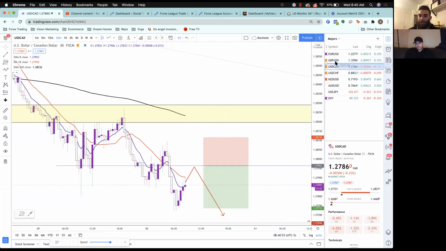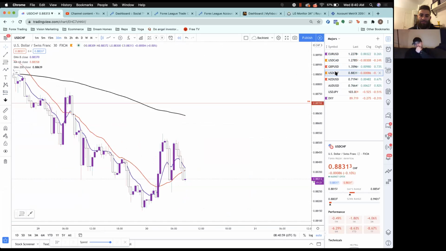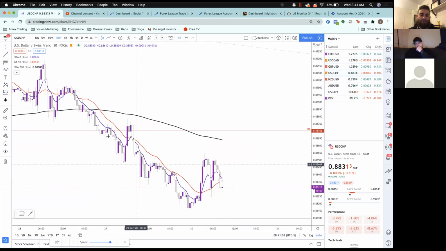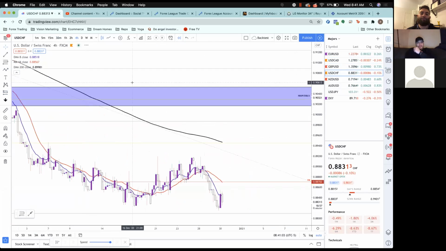So I'm going to move UCAD up the list. GU is moving down the list. USEF next. Oh, dude, this thing's looking crazy right now. Holy shit. That looks prime right there.